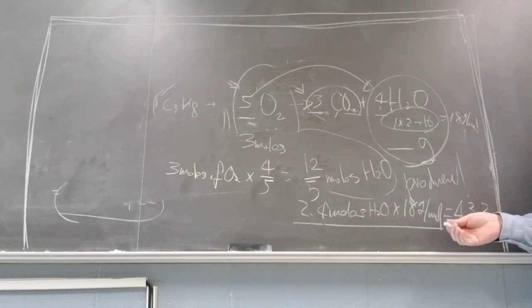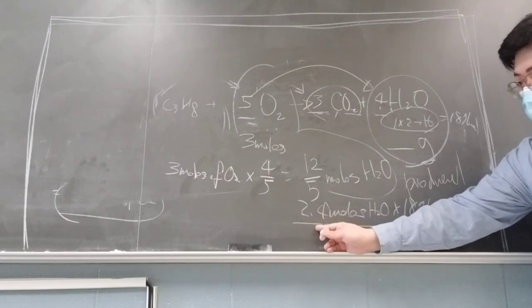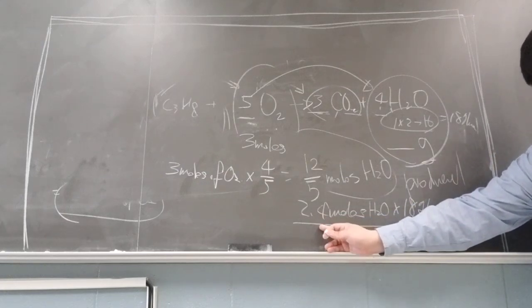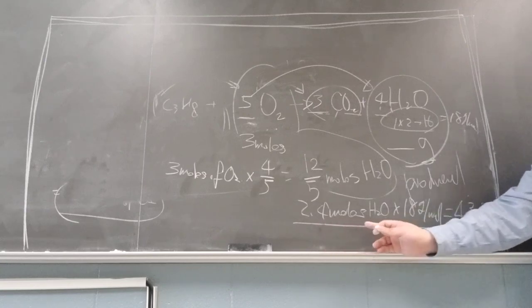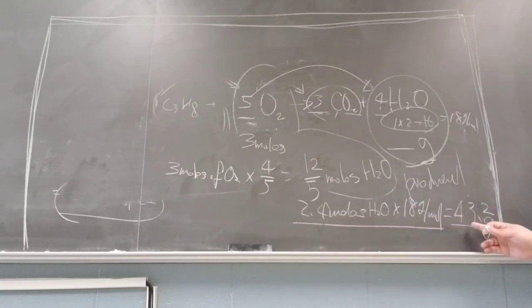The sig figs. So, do you see how many sig figs are here? 2.4. How many sig figs here? 2. Perfect. So your answer should have how many sig figs? 2. So you can say 43, that's okay. If you say 43.2, that's more accurate, but sig fig number wise, it's kind of weird. But I wouldn't do anything on this one. Don't worry about it. I'm just telling you for your information.